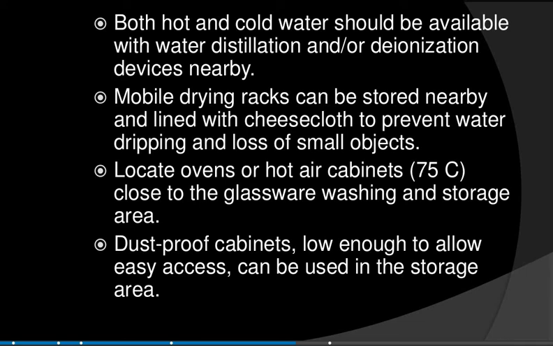Mobile drying racks can be stored nearby and lined with cheesecloth to prevent water dripping and loss of small objects. Locate ovens or hot air cabinets close to the glassware washing and storage area. Dust-proof cabinets, low enough to allow easy access, can be used in the storage area.